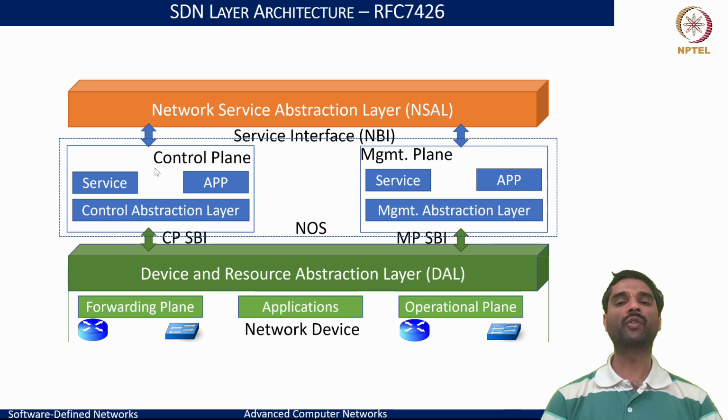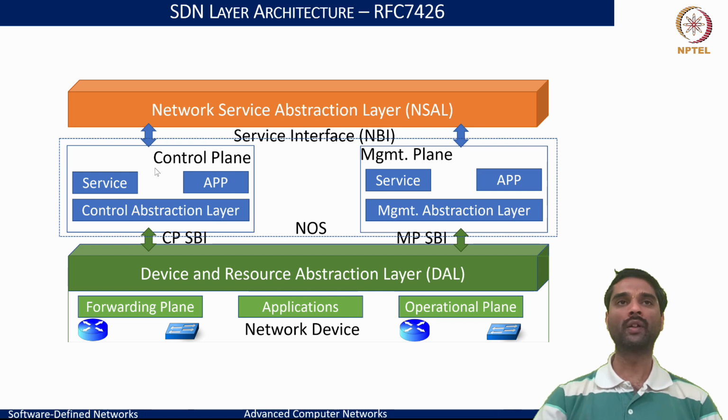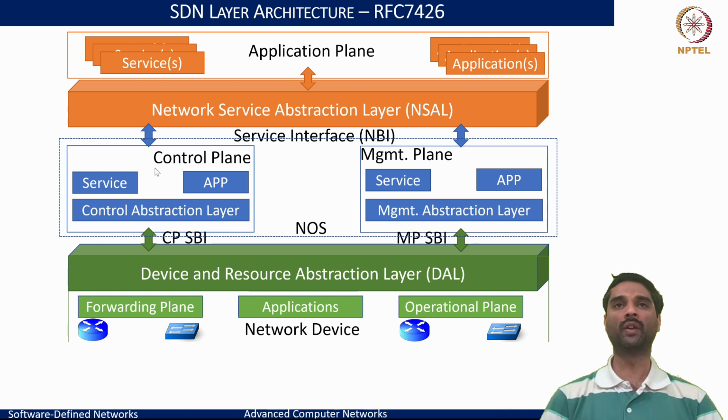So this network service abstraction layer plays a key role in terms of how the networking applications would then communicate with the control plane and management plane to ensure the intent of the network operators is being ensured on the networking devices. And on top of this network service abstraction layer would be the application plane, where eventually all the applications and services that define the network behavior would reside.